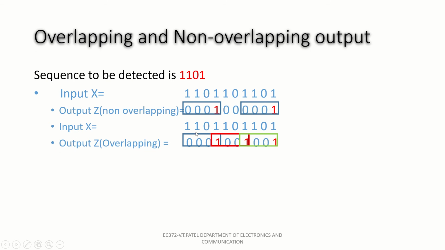Whereas in the overlapping case, with the same string of bits 1101, once we get the sequence the output would be 1, but this last 1 would also be considered for the detection of the next sequence. So here you can see that our bits are getting overlapped.